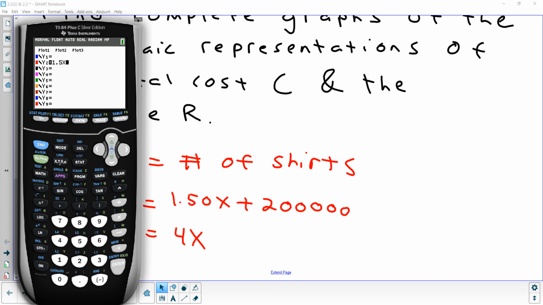So 1.5x plus 200,000, that's fine, I typed it in y2. I didn't need to. And 4x. As long as you put one of them in y1 and put the other one in y2.